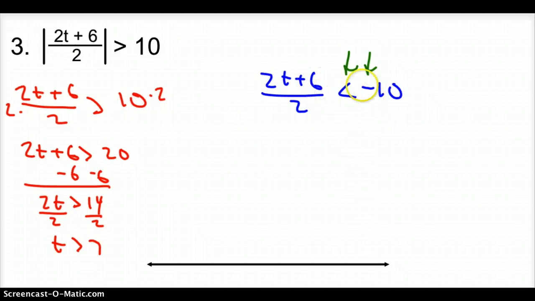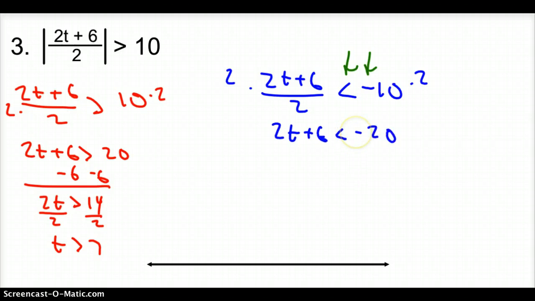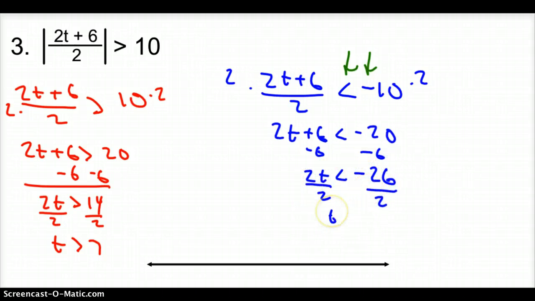Same thing with the blue guy. Multiply by 2. So we have 2t plus 6 is less than negative 20. We subtract the 6. So we have 2t is less than negative 26. Then we have to divide by 2. So now t is less than negative 13.